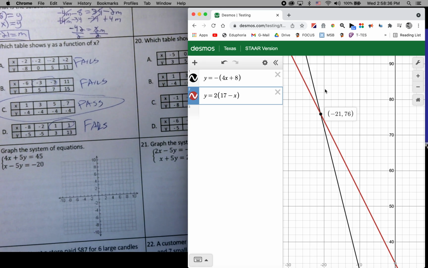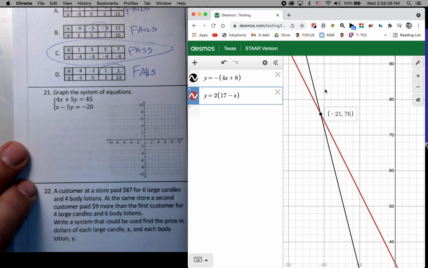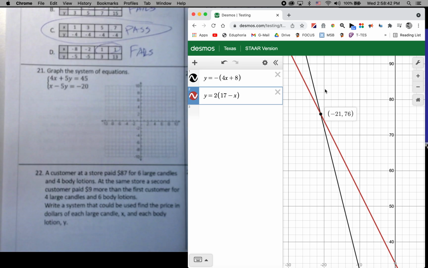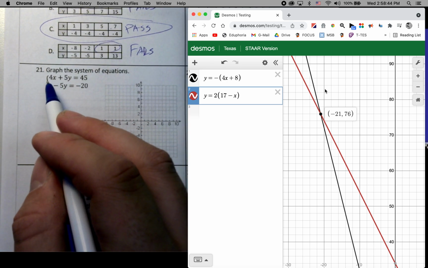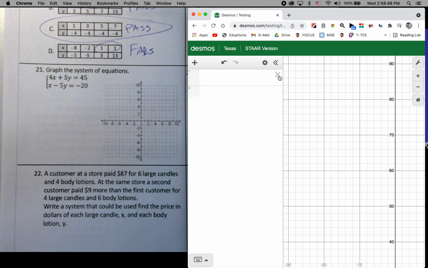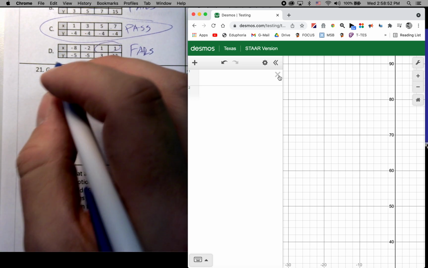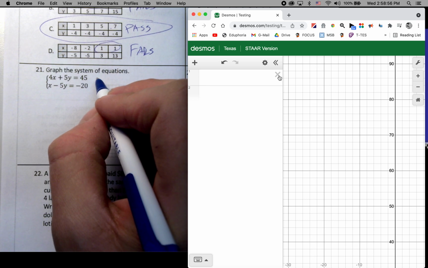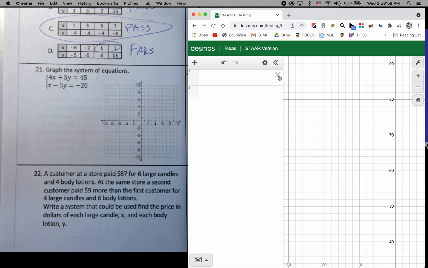Number 21. It says graph the system of equations. All right, so this version of Desmos won't be nice to you and be able to graph them as they are. So you have to get them in slope-intercept form, okay? It literally takes 2 steps. 1 is move the x over to the right side. 2, divide everything by the y coefficient, okay?